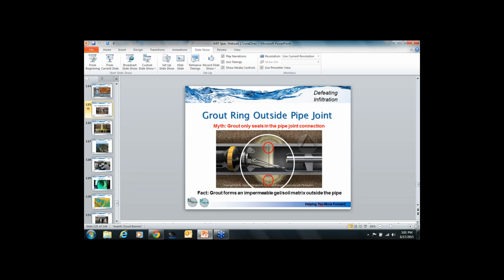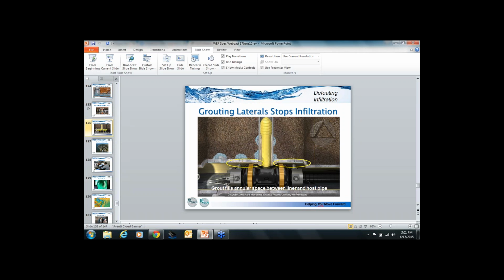And here's how and why it works. Solution grouts are injected through the defect to the outside of the pipe to form an impermeable gel soil matrix. So the grout inside the joint itself is immaterial. Up to 70% of infiltration enters the system from laterals and lateral connections. And injecting a mainline pipe that's already been CIPP lined, grouting seals that annular space between liner and host pipe.